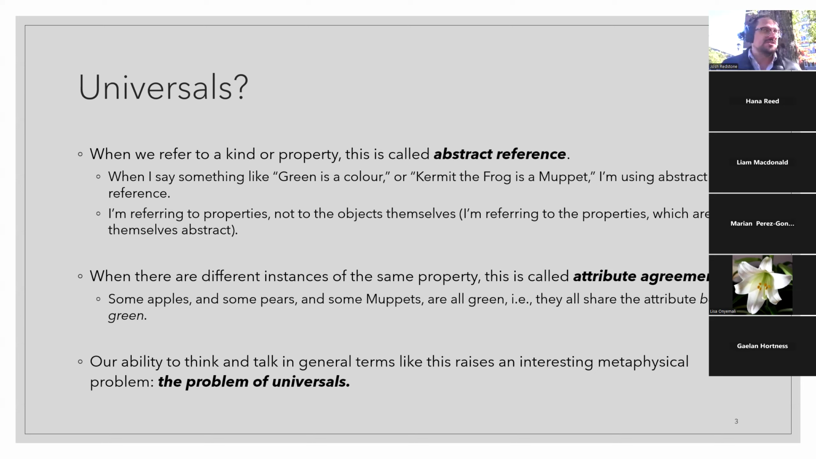We can also have different instances of the same property, like the example with the leaves shows, or all of the green objects I named on the previous slide, right? Some apples, pears, cucumbers, broccoli, avocados, those are all green. Some Muppets are green. Some cars are green. Leaves are green. Both the blades of grass and the leaves in the trees, many of those are green. So they all share an attribute, the attribute of being green. And this is called attribute agreement.